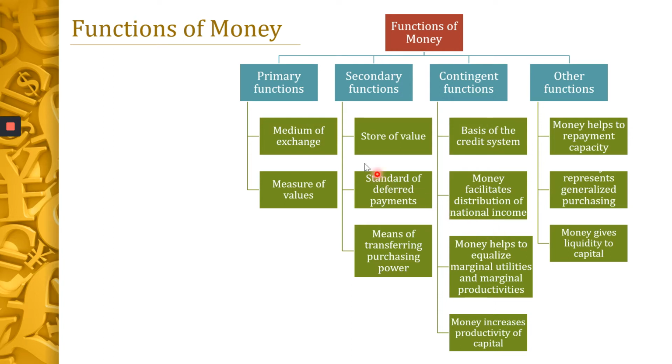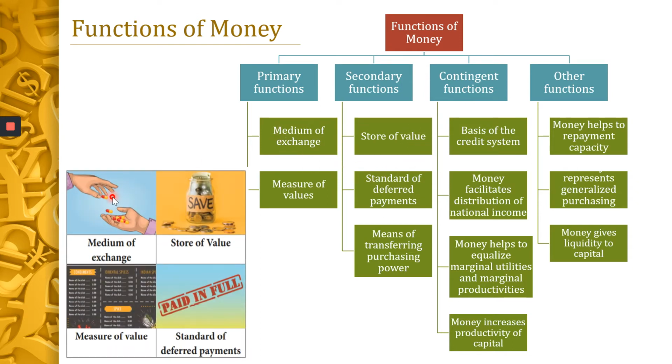In case it is a 2 marks question, they will just ask you to explain the primary function or the secondary function. They will be specific in asking. Explain the primary functions of money or the contingent functions of money. So if it is asked as 2 marks or 3 marks, they will ask you to explain only one side heading. So if it is a 5-mark question, you have to write all these. Okay. So let us see this.